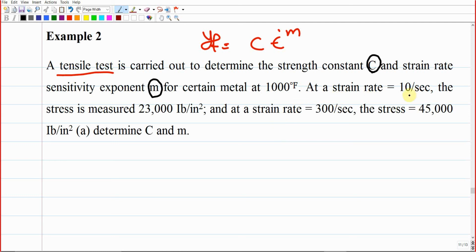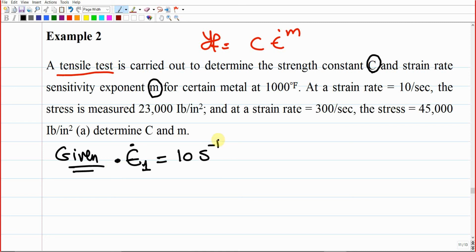These are the given data. The first strain rate is equal to 10 over second, because the strain rate is a strain, which is dimensionless, over time. So the unit should be 1 over second, or second inverse. You got my point? We can write this as s negative 1. This is the first strain rate.